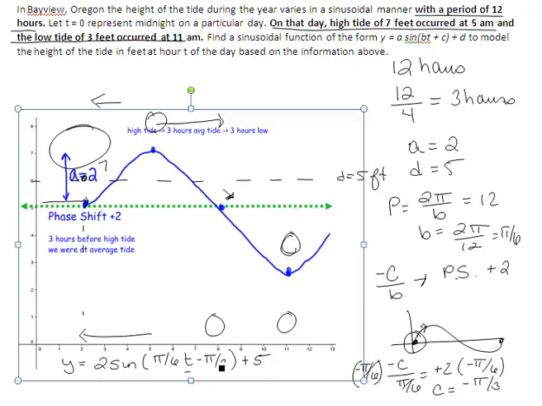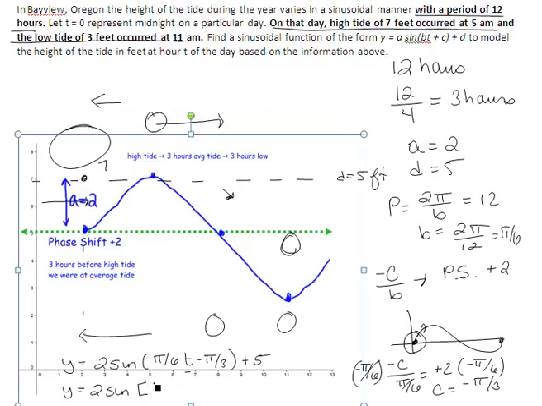Another way we could have looked at the phase shift is we could have written what's in parentheses in factored form. This would be equal to y, and y is equal to 2 sine of pi over 6 times t minus 2. We would recognize in this factored form that we see that phase shift of a +2.